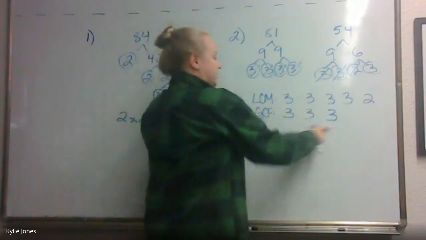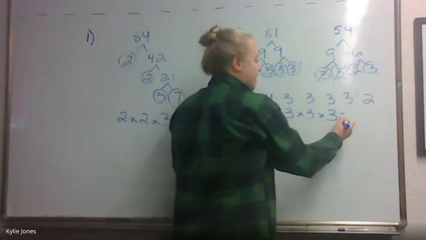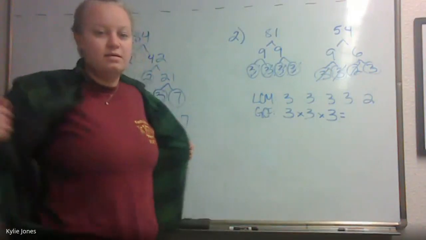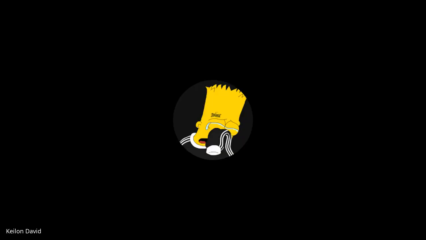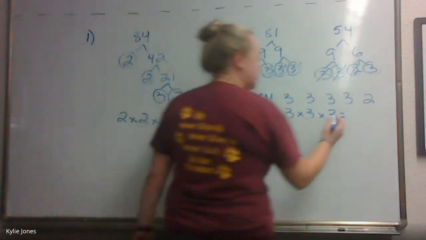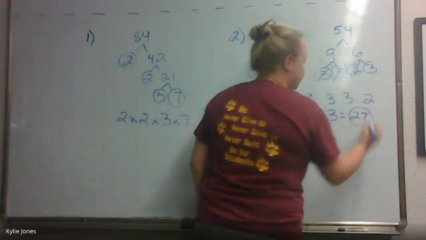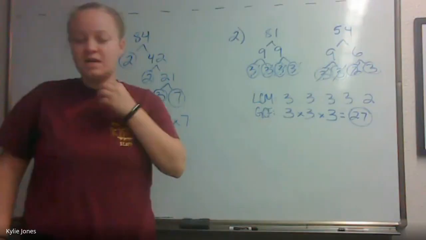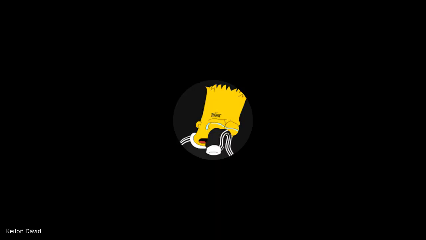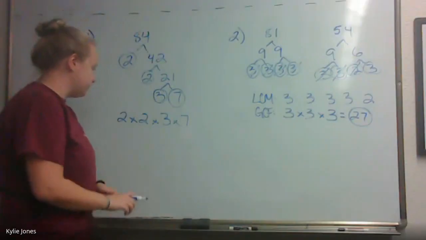Now we're trying to find the GCF, so what do I do with these 3's? Multiply them. 3 times 3 times 3. What is the answer to that? 27. That is correct. 3 times 3 times 3 is 27. That's your GCF. How'd you guys do? Good? Bad. Pretty good. And let's look at number 3.